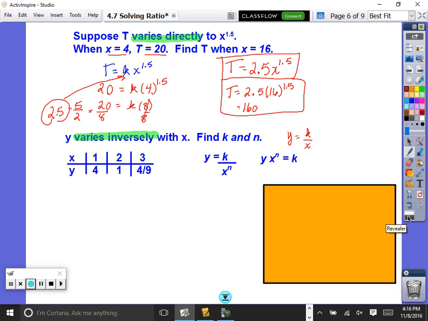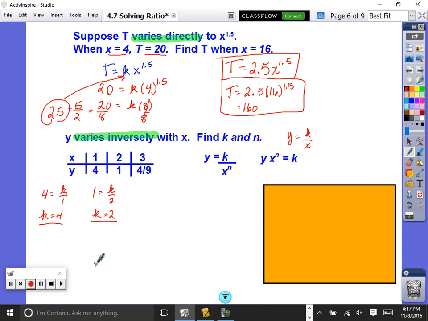So first, if we substitute into this equation, we would get y equals k, let's try 1. So in the y spot, we would put 4 equals k divided by 1. If I do my cross products, I get k equals 4. Let's try the next one. 1 equals k divided by 2. Cross products, I get k equals 2. These k's are not constant, so we know it can't be a power of 1.